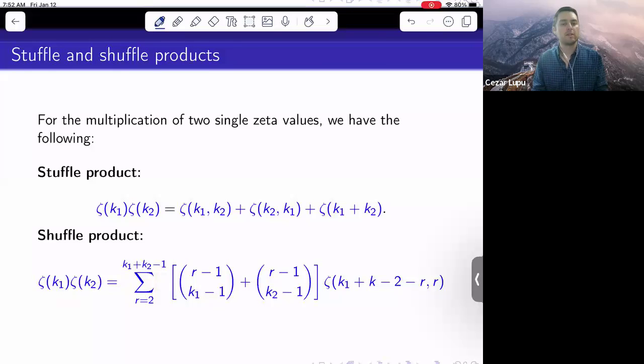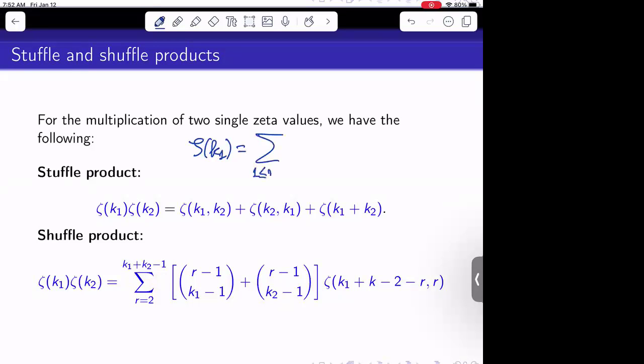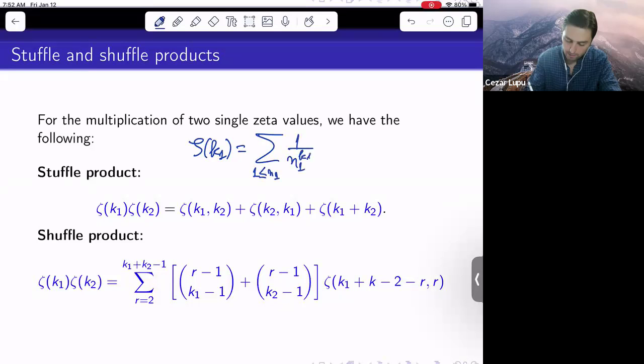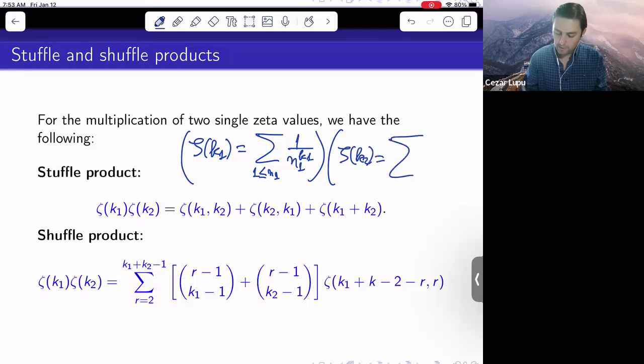So let me just multiply two single zeta values. For example, let's multiply the series, right? Because I can do two tricks here. I can multiply the series representation, like this, for example. But I can also multiply the integral representation, the one of Kontsevich. If I multiply the series representation, we have what we call the Stuffle product. So if we multiply these two here, say zeta of k1 times zeta of k2, there is this trick, which was observed also by Euler, surprisingly.